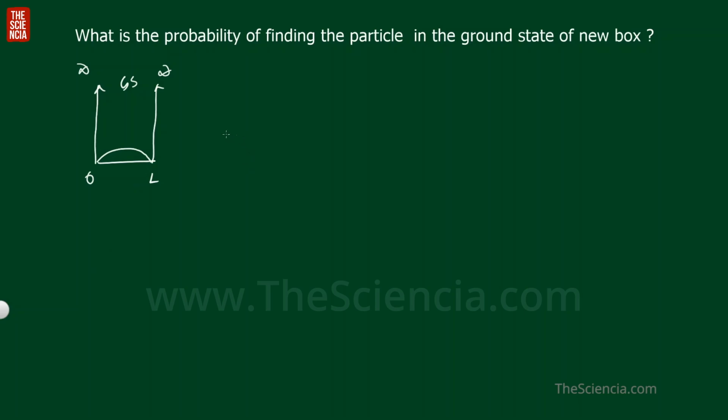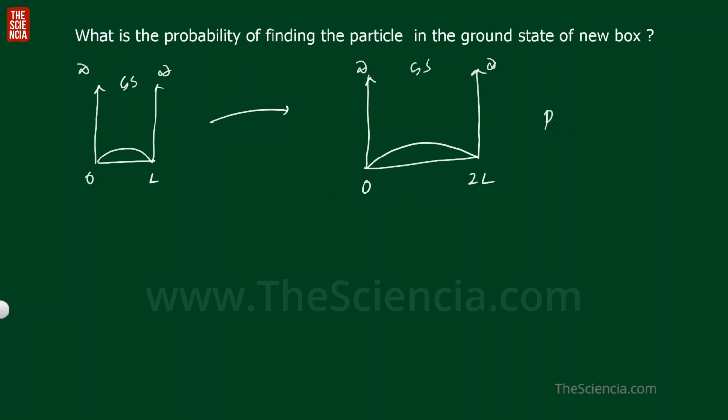And I am extending the walls and I get a new box, that is a box of new length, 0 to 2L. Now again the particle is in the ground state. That is, I want to find out the probability of finding the particle in the ground state of the new box. So what is the equation?